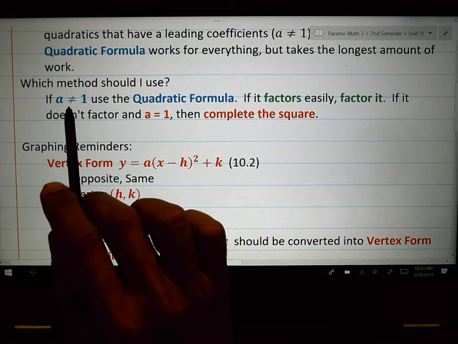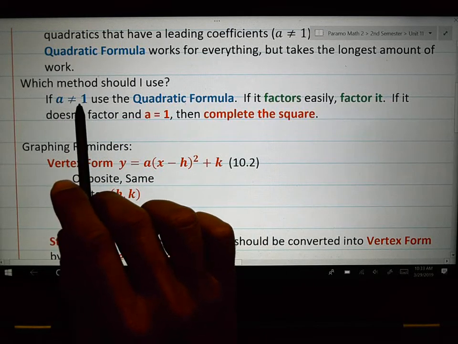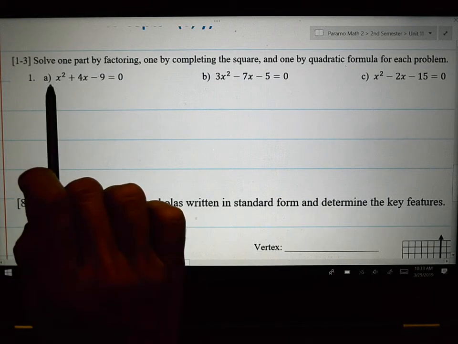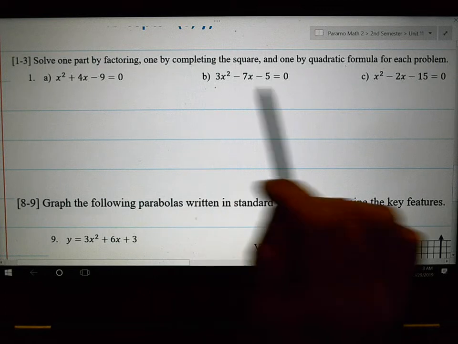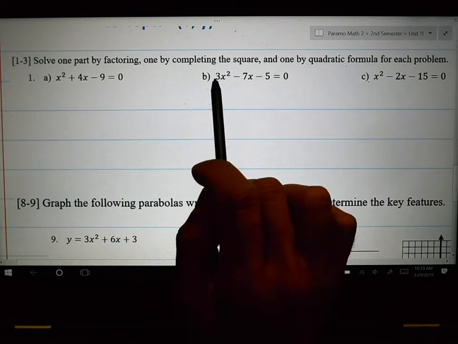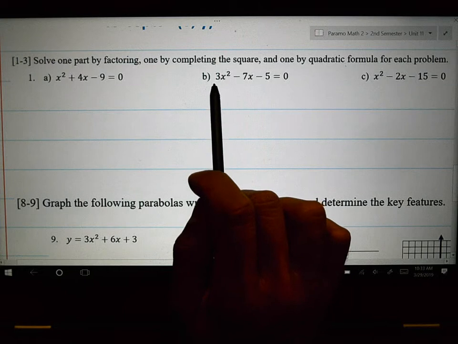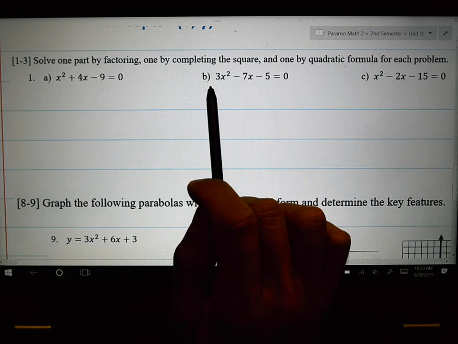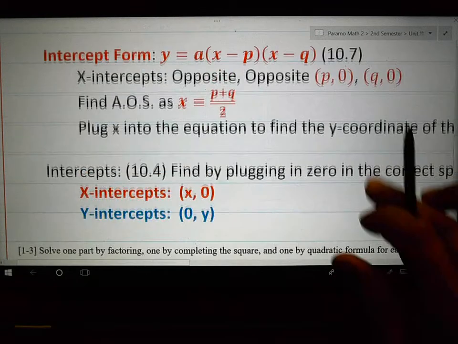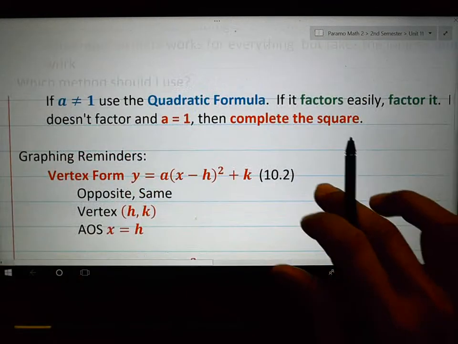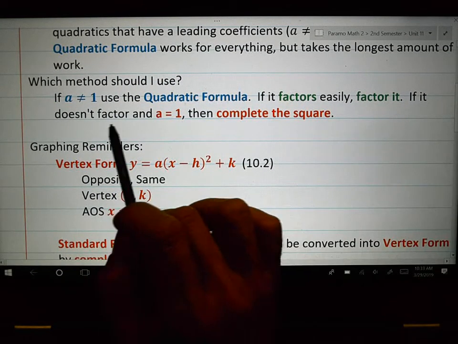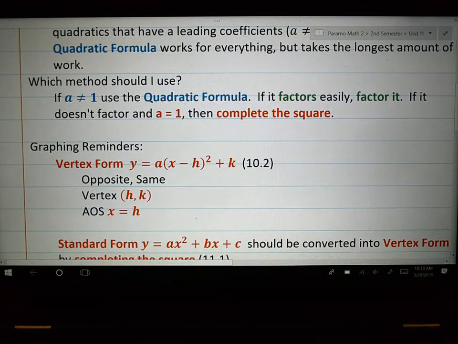If your leading coefficient is not 1, let me show you what I mean. I look in front of the x squared. If it's a 1, or if it's not a 1. This is a 1, this is a 3, this is a 1. This is probably the one you're going to want to use the quadratic formula on. If there is a leading coefficient, usually that's what you're going to pick. If it factors easily, then you're going to choose factoring. If it doesn't factor and a is equal to 1, then complete the square. That's what I recommend.